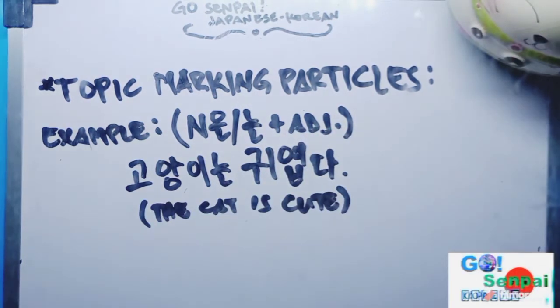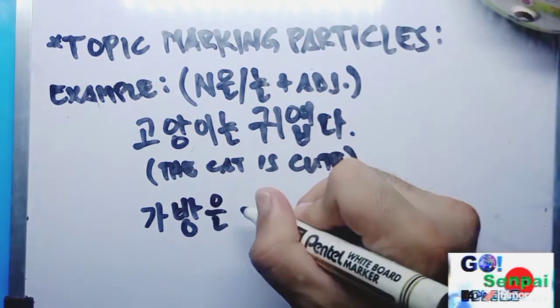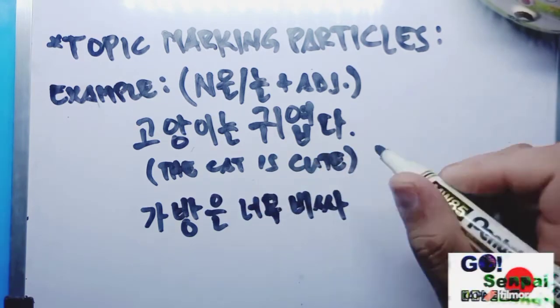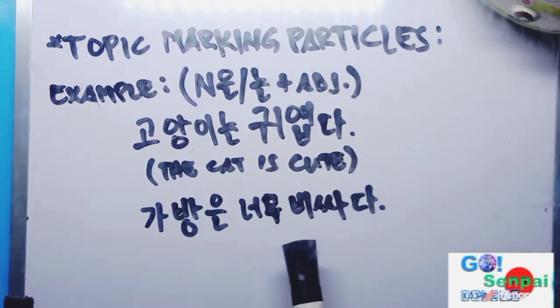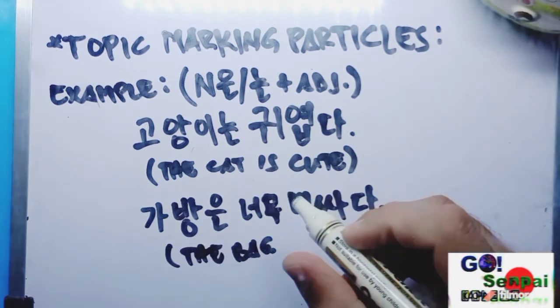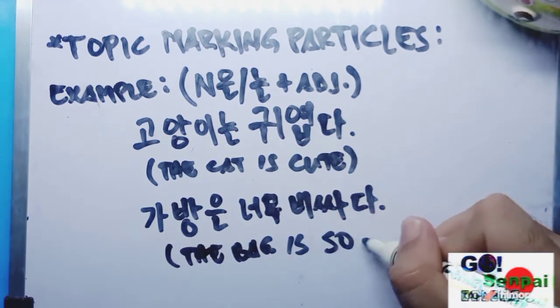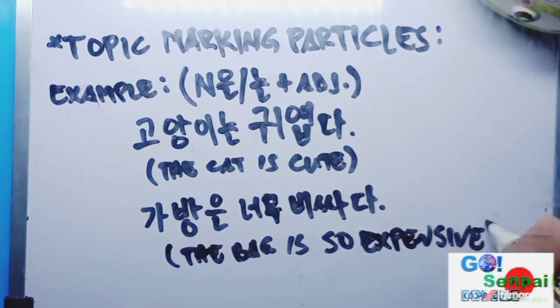Example for the second structure, we have 고양이는 귀엽다. The cat is cute. Let's have another example. Here in our second example, we have 가방은 너무 비싸다. The bag is so expensive.